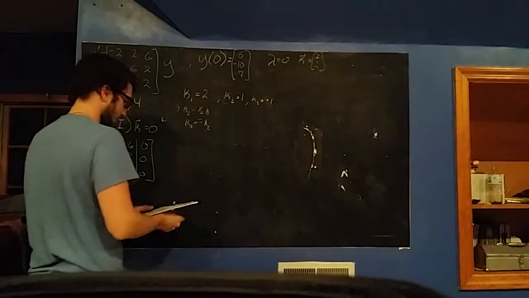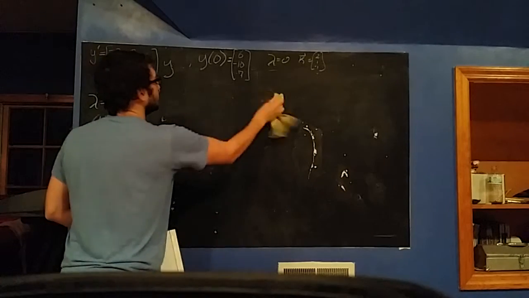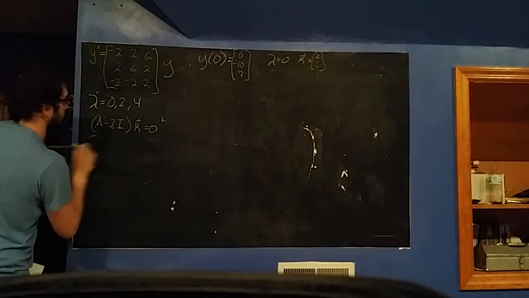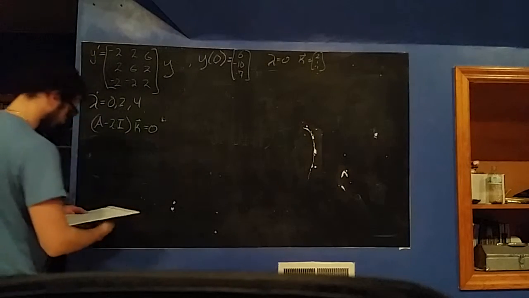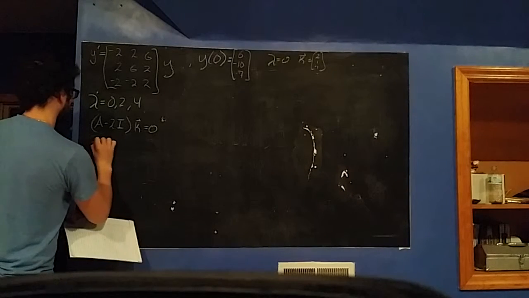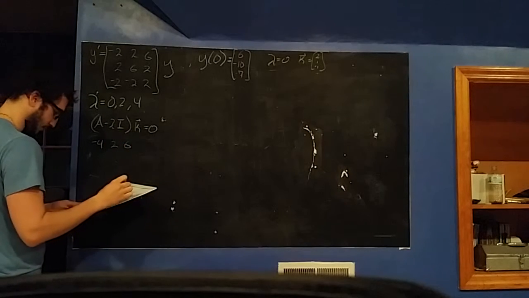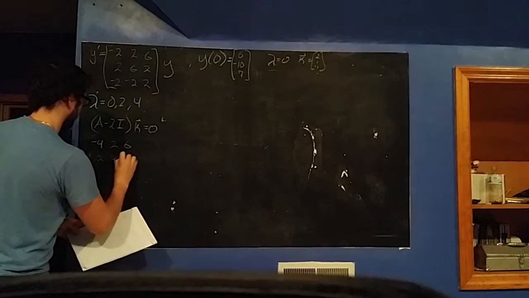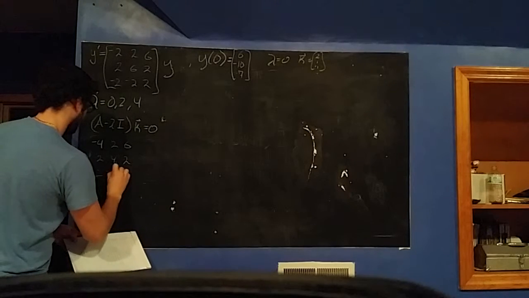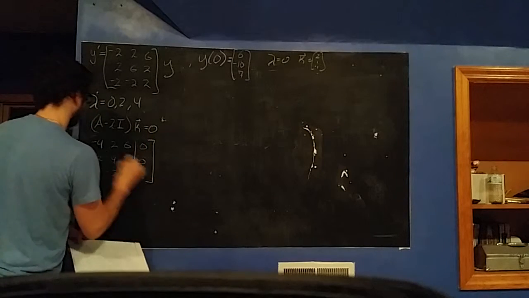We'll leave that on the side and do our second eigenvalue, which is lambda equal to 2. So here we go again. Just going to bring that over. We will actually have negative 4, 2, 6, 2, 4, 2, and negative 2, negative 2, 0, all equal to 0 again.